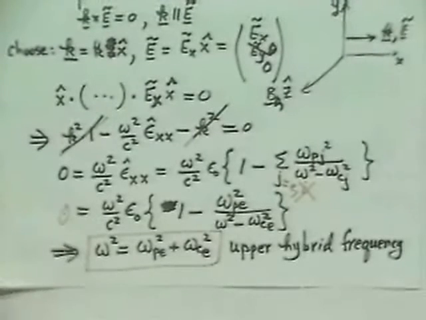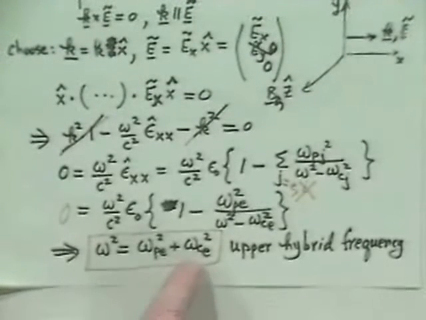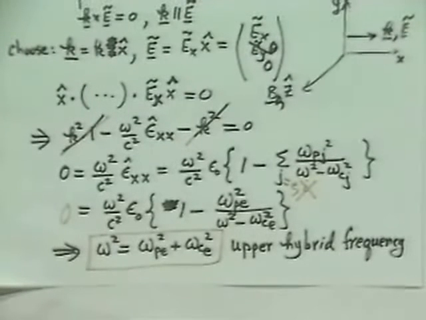So this says that electrostatic plasma oscillations moving perpendicular to the field are affected by the magnetic field. And they get the electron plasma frequency.